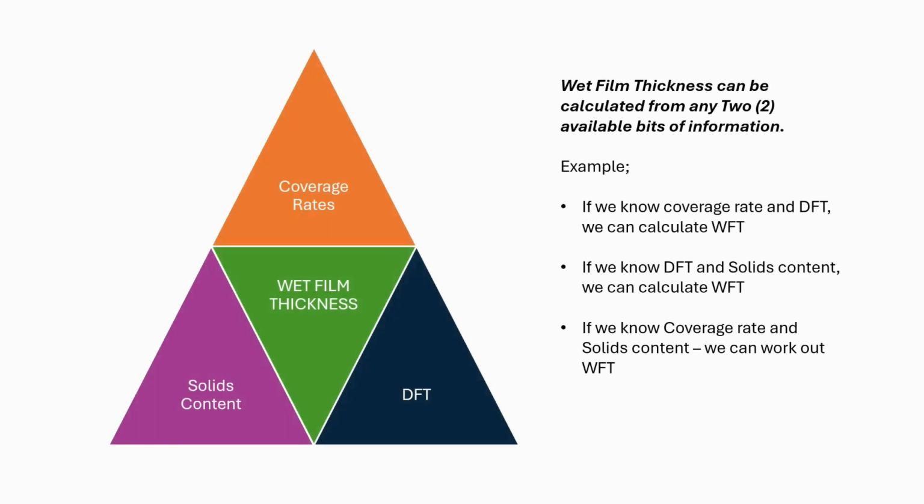So, what I call the triangle. We can calculate the wet film thickness from any two available bits of information. For example, if we know the coverage rate and the dry film thickness, the DFT, we can calculate the wet film thickness. Conversely, if we know the dry film thickness and the solids content, because that's all they've told us, we can also calculate the wet film thickness. And if we know the coverage rate and the solids content only, we can also work out the wet film thickness. So a triangle. We only need two bits of information to give us wet film thickness.